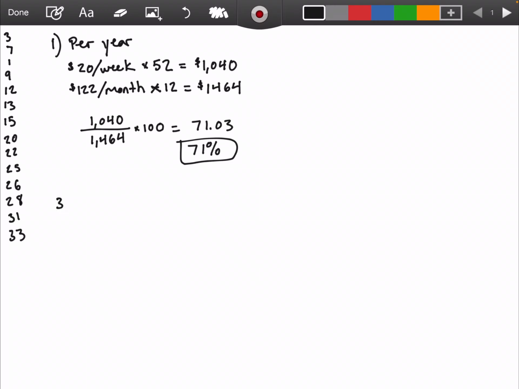Okay, let's go to number 3. We need to prorate to find a monthly cost. And so it says Sarah pays $3,500 for tuition for each of the 2 semesters. So $3,500 per semester. Just a little note: there'll be 2 total semesters in a year.